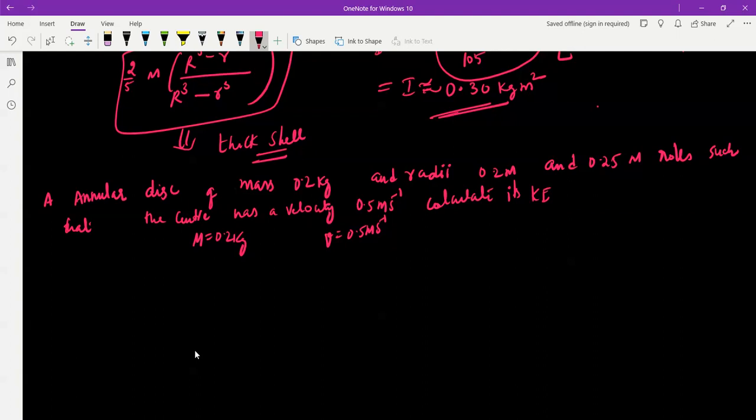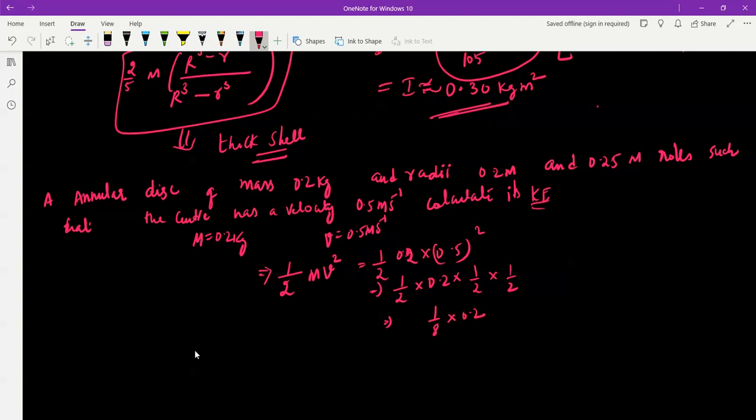Now it's not just kinetic energy; we have to calculate the kinetic energy of rotation. For that, first I have to find the kinetic energy due to linear motion, half mv square. So that is 1 by 2 into 0.2 into 0.5 whole square, which is 1 by 2 into 0.2 into 1 by 4. So that comes out to be 1 by 8 into 0.2, that is 0.025 joules.